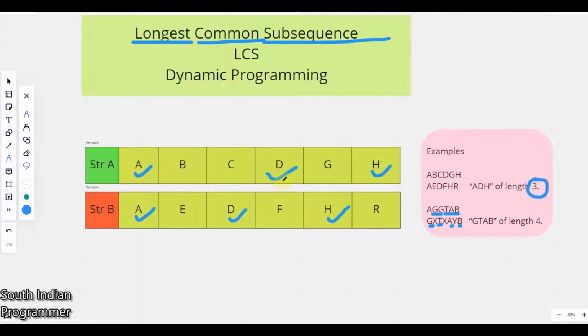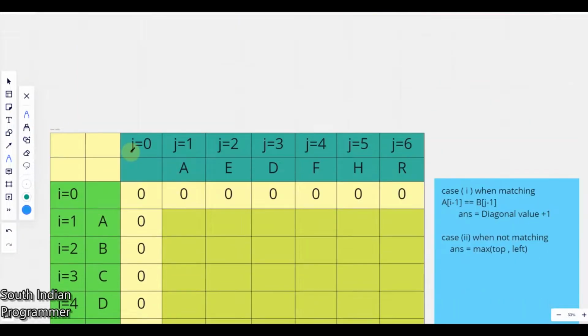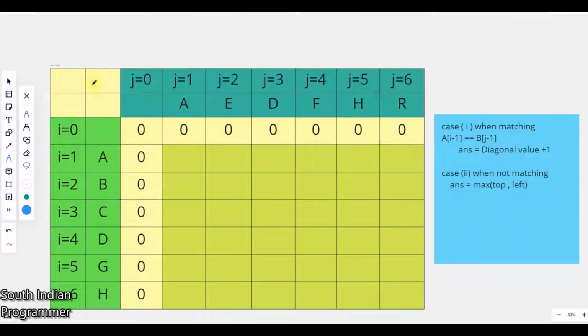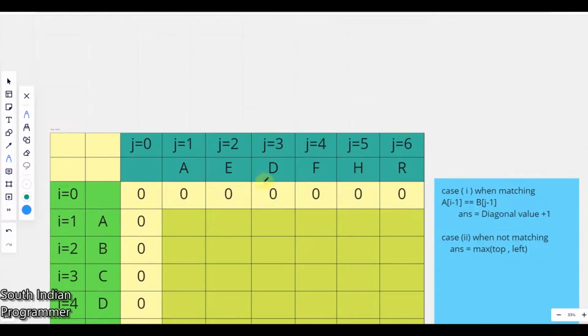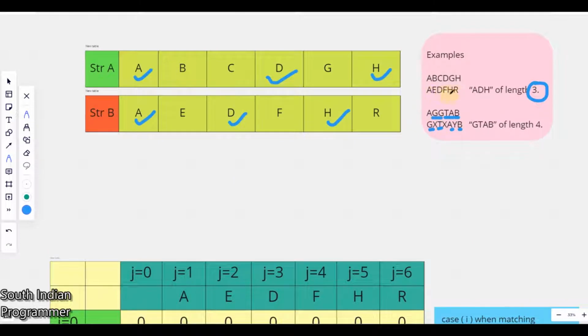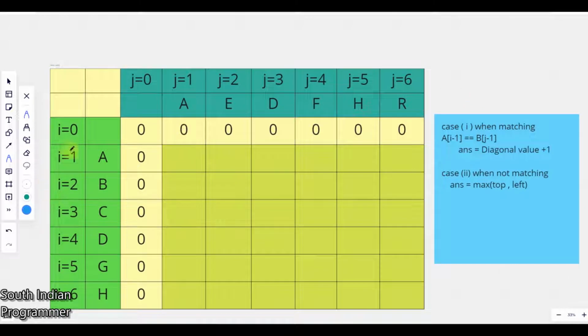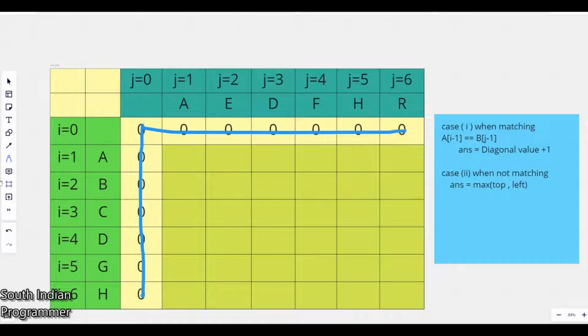So how do we do this problem? I'm going to use a tabular method. I have this table here. Row wise, I'm taking one character each from the string ABCDGH. Column wise I have taken AEDFHR, and here the corresponding i and j are written. In this table, first we initialize the first column and first row to zeros. All are zeros. Why this zero is there: when I don't have anything, I won't have any common values, so I have written a 0 here.